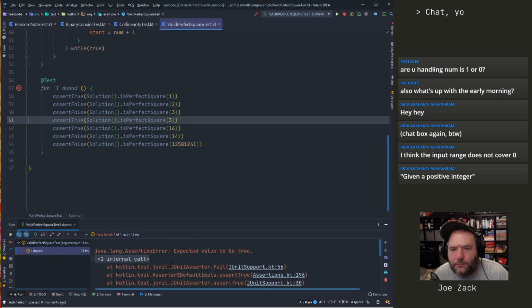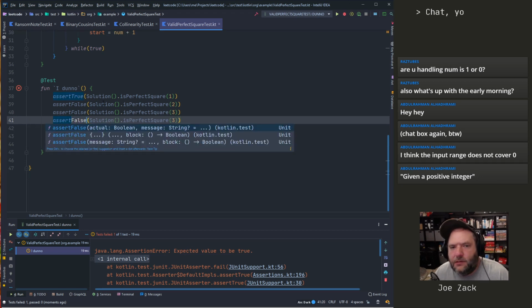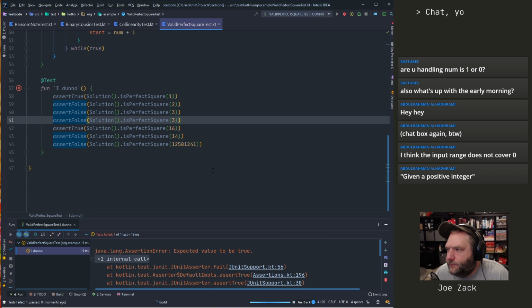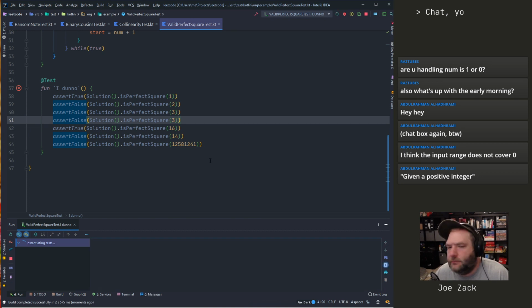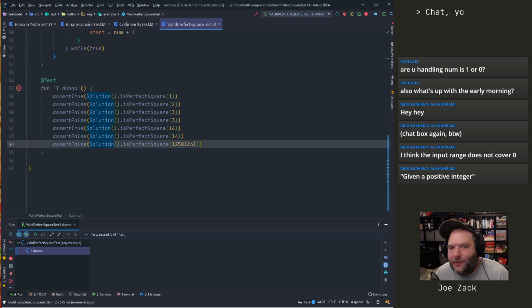Which one? I expected value to be true because I made a mistake here. This should have been false. Red, green, refactor. That's taken an awful long time. Probably because of this. Does that mean I have an infinite loop or an inefficient algorithm?